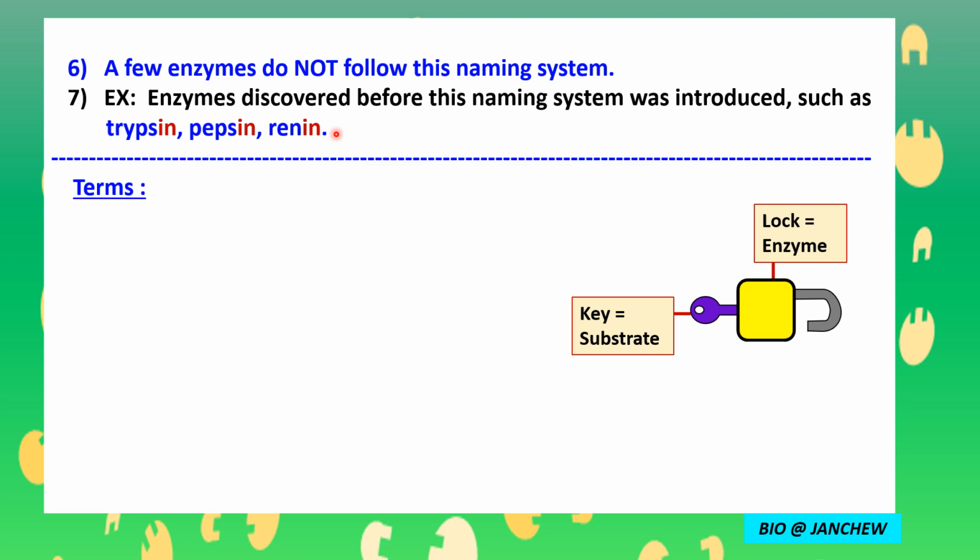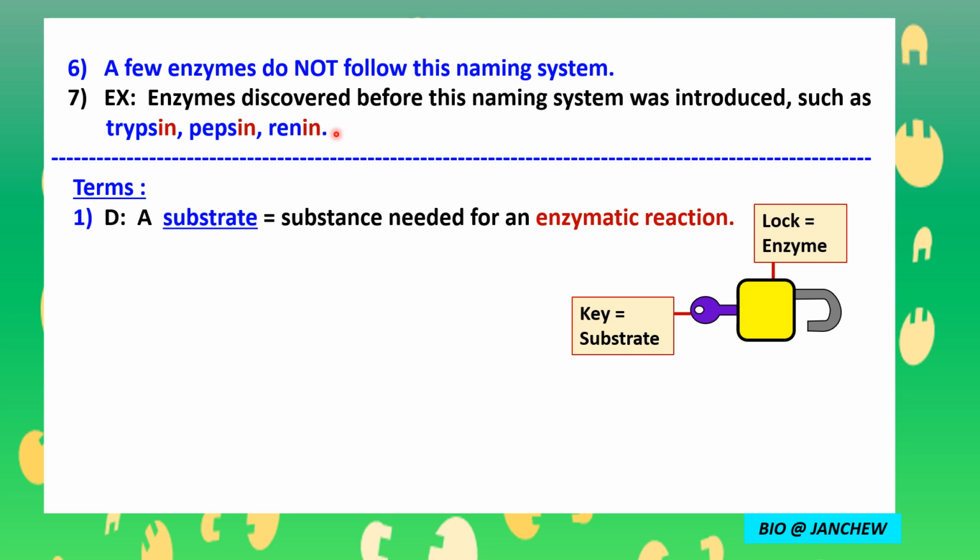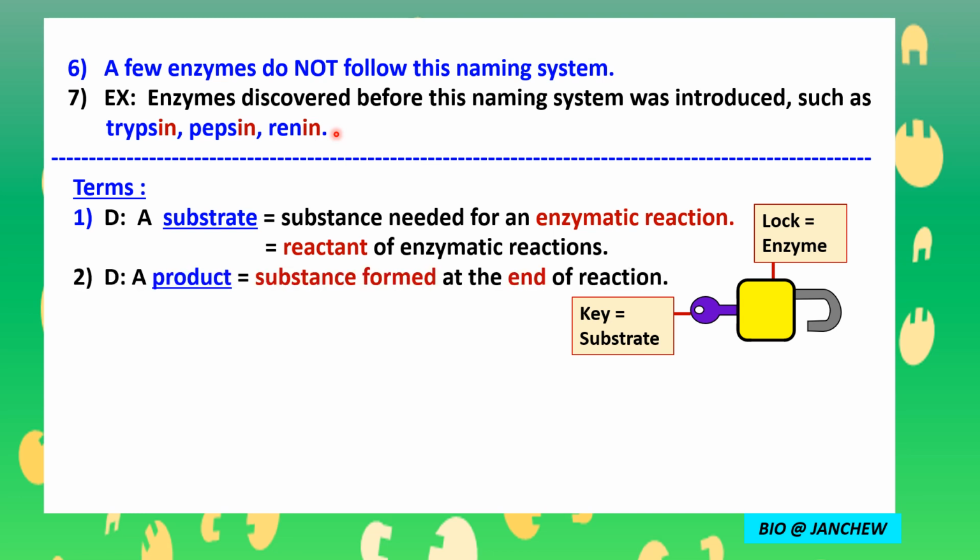Okay, let's look at some terms. What is the meaning of the word substrate? So a substrate is the substance needed for an enzymatic reaction, and it is the reactant of enzymatic reactions. So usually in an equation it is on the left hand side. And then after the enzyme acts on the substrate and catalyzes a reaction, products will be formed. So a product is the substance formed at the end of the reaction.